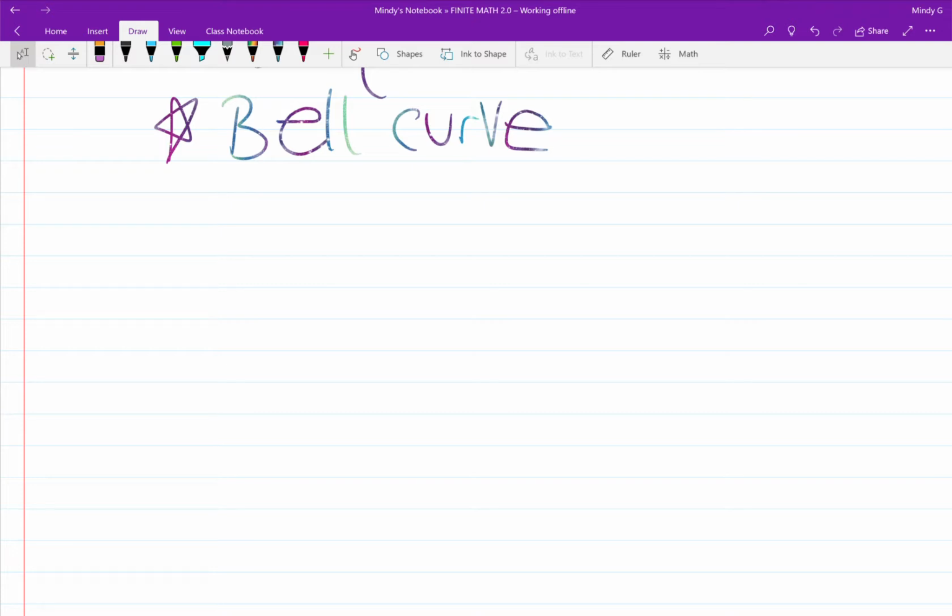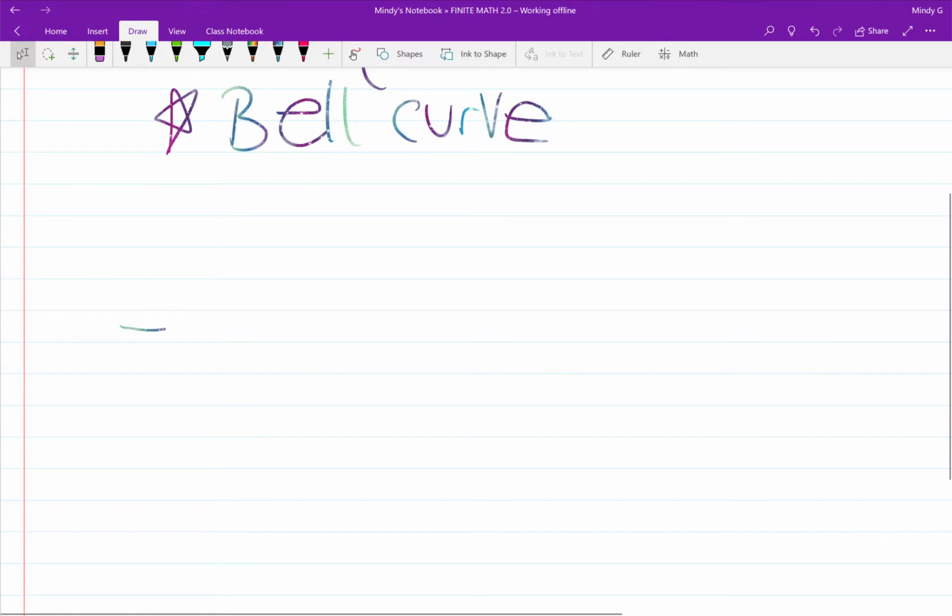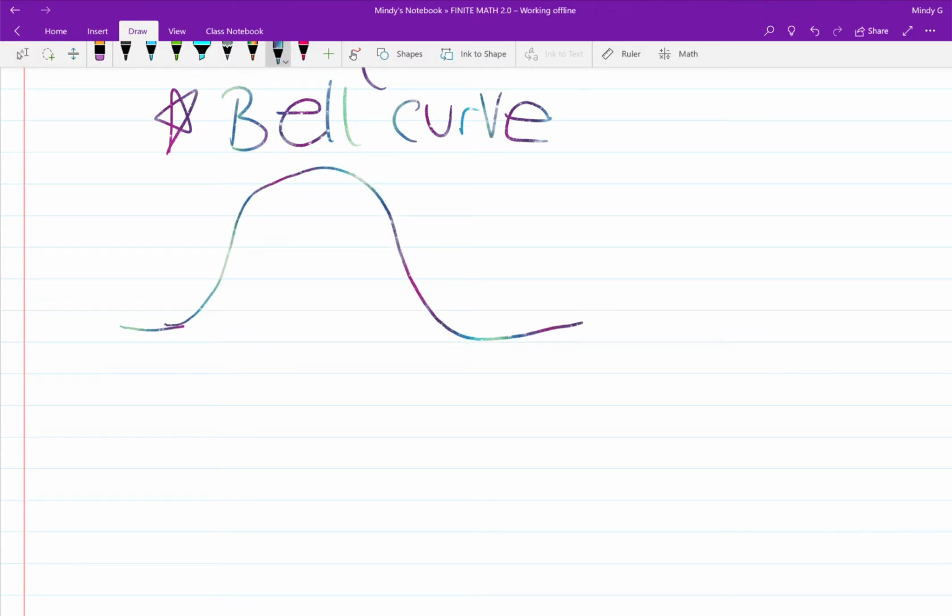So you are going to do that. It looks like a bell, right? Like a, you know, like a Liberty Bell kind of thing. Oh. I mean, it looks like a hill, but yeah.